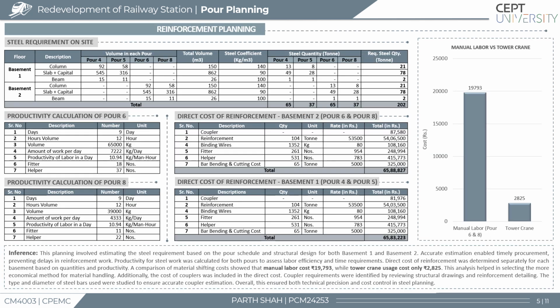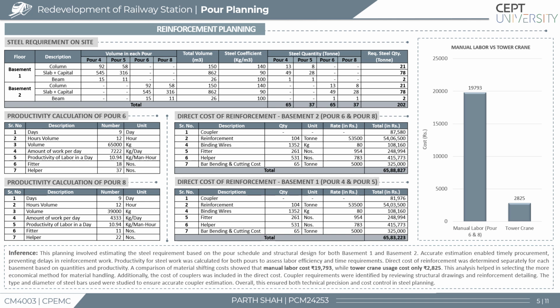Moving on with the reinforcement planning, after properly studying the structural drawings, we came up with the quantities that will be required for pour 4 and 5 and pour 6 and 8. To assess cost efficiency in material handling, a comparative analysis between manual labor and tower crane was also carried out.